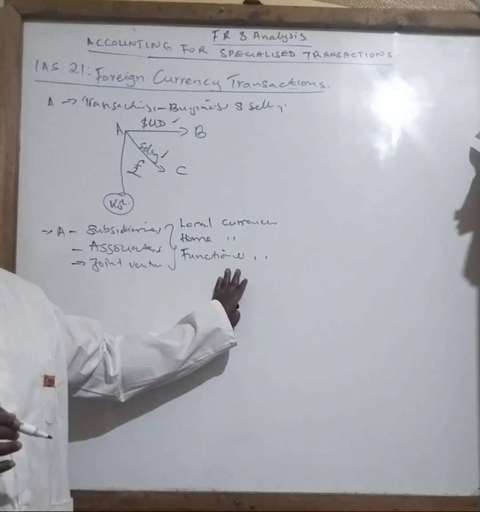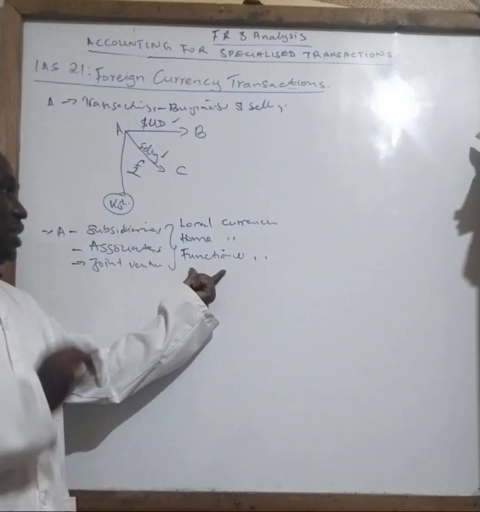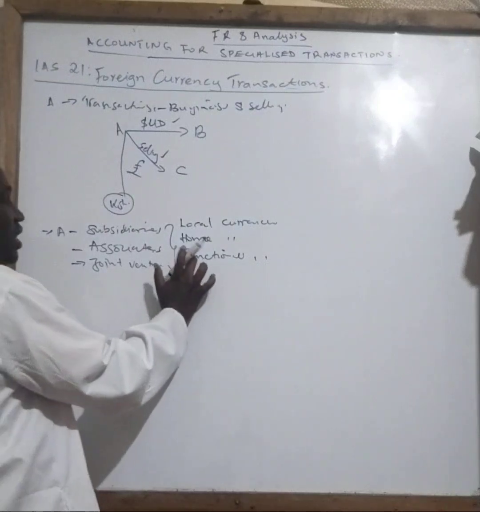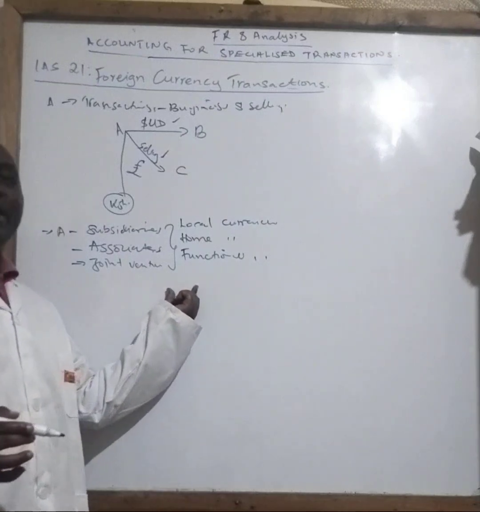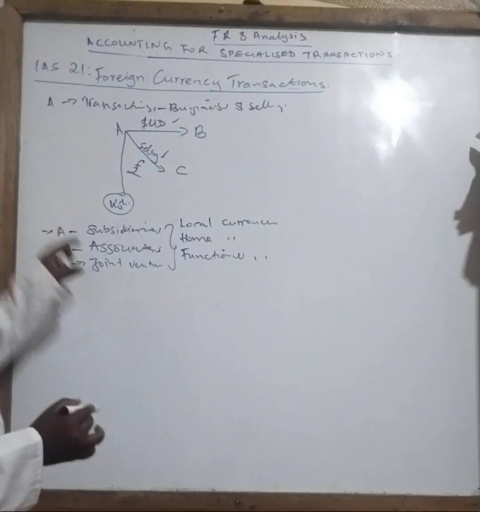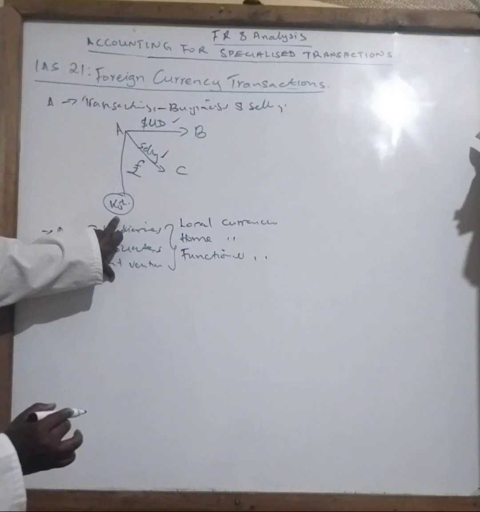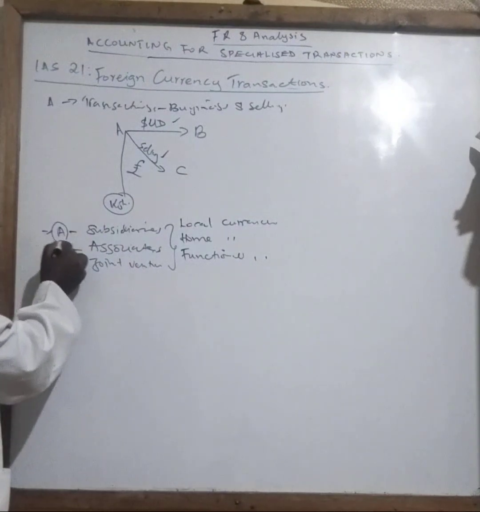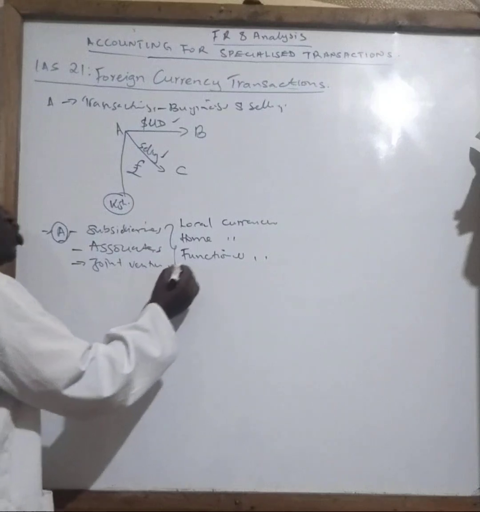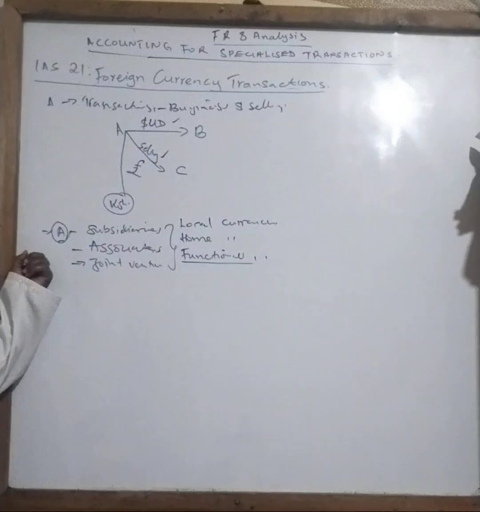So that is to say, it is not in Kenya, but in that country in which it is doing all the business. Then after the functional currency has been determined, this functional currency has to be translated into what we call presentation currency. That is to say, if these three are subsidiaries, associates, and joint venture of company A, then company A by the end of the year has to translate all these functional currencies into what? Into home currency, which is presentation currency.